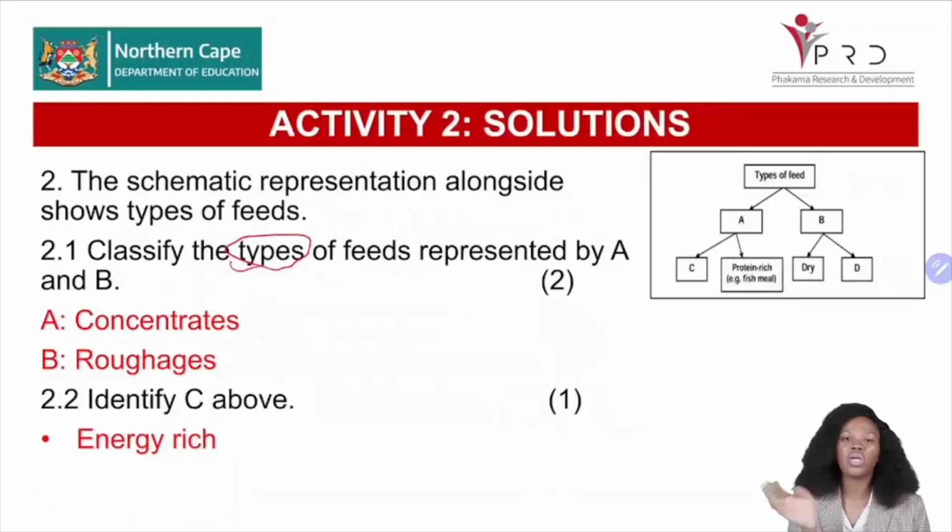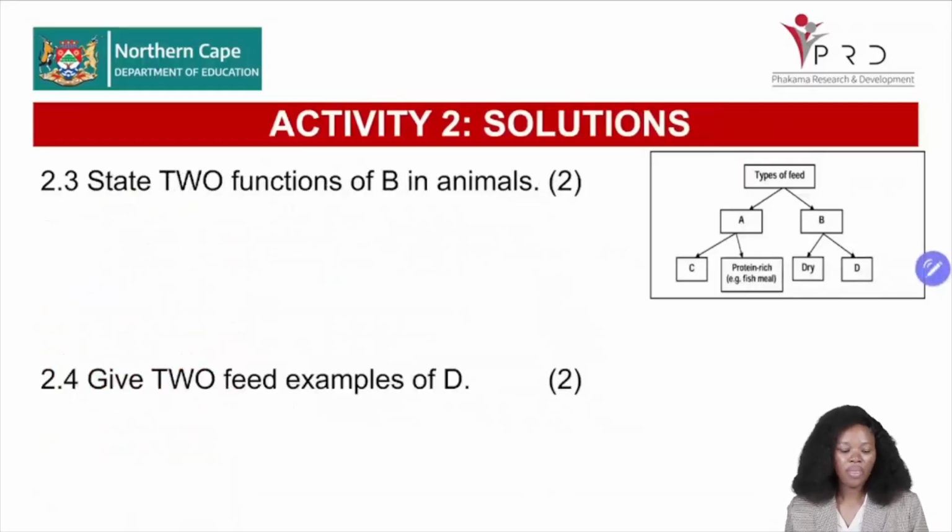So there is no way that you can write an answer being protein rich. There is no way. So a feed can either be protein rich or energy rich. Now let us move to 2.3. State two functions of B in animals. State functions of B in animals.